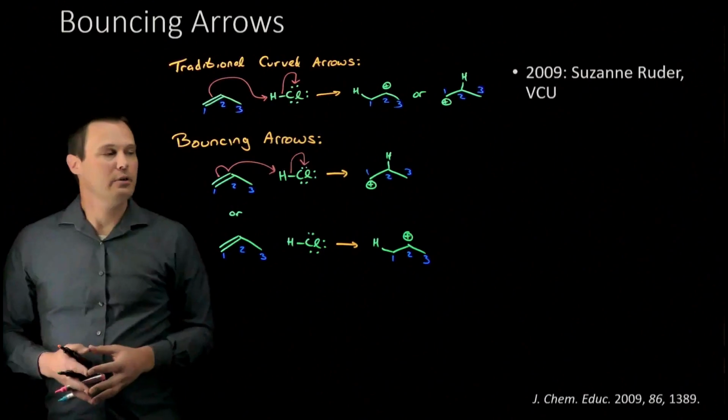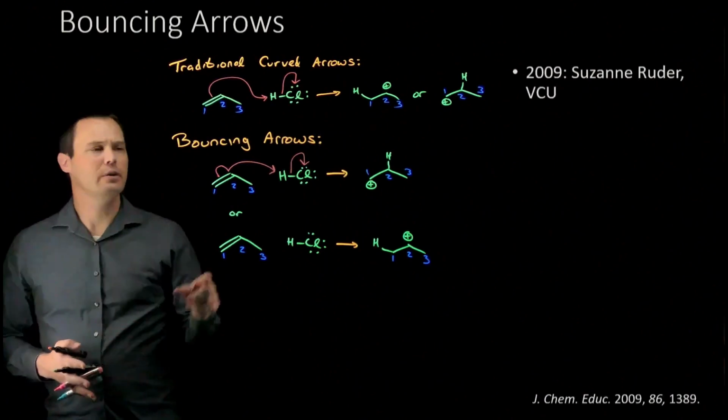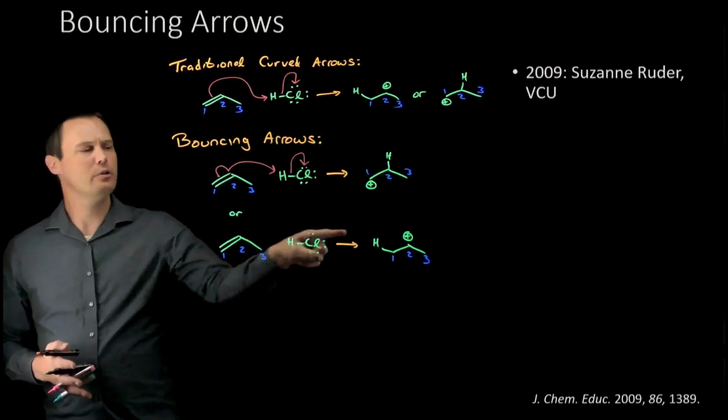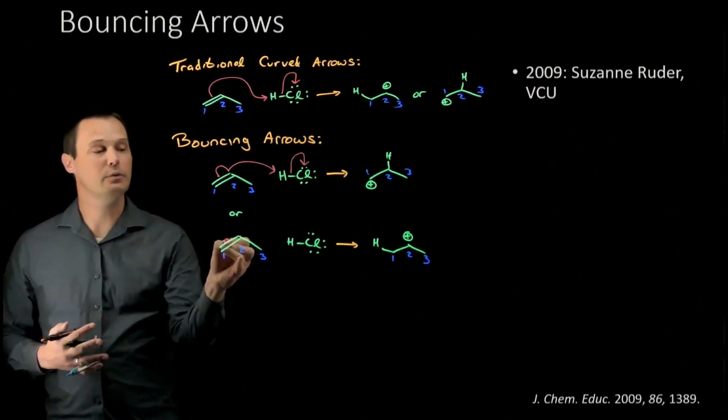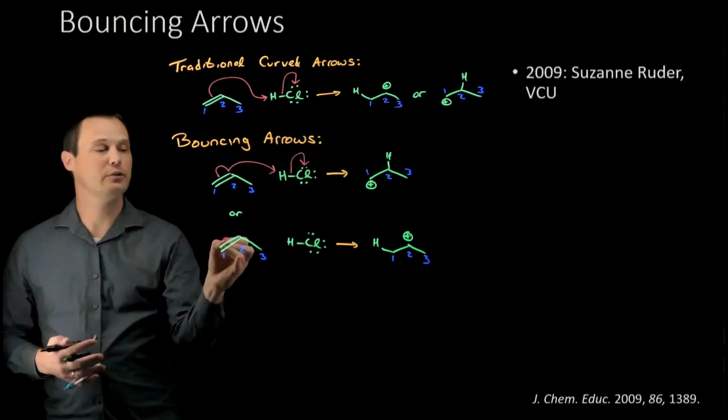How could we draw the bouncing arrows to show this product being formed? Maybe go ahead and pause the video. See if, just from what I've shown you, you can show the bouncing arrows that will form this product. So we know things about pi bonds. Pi bonds are still nucleophiles. We'll still start our arrow at the pi bond. That's where the excess electron density is.